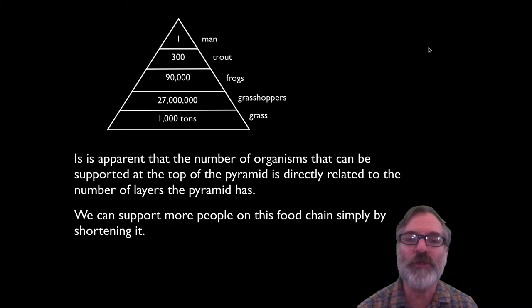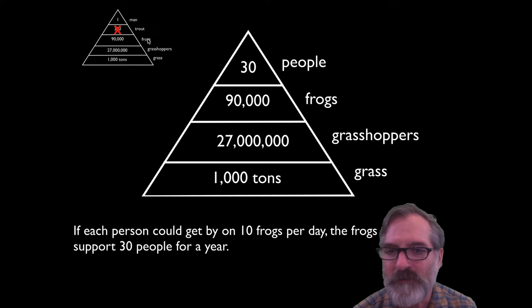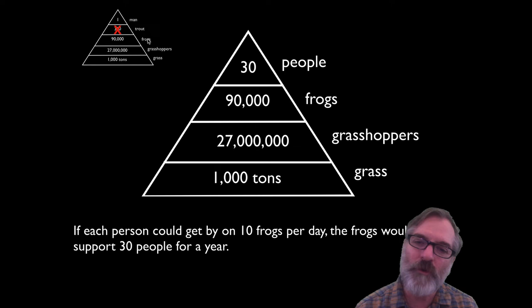For example, if you take a look up here, if we get rid of the trout, and let's say instead of the human eating trout, now he's going to eat frogs. Let's say he can get by eating 10 frogs a day. So if we get rid of the one trophic level and he feeds on 10 frogs a day, remember people eat frog legs, right? Supposed to be a delicacy. It's one thing I haven't tried yet. So if you could survive by eating 10 frogs a day, that would support 30 people now instead of one. Why? Because we saved all that energy that the trout would be losing in that trophic level.